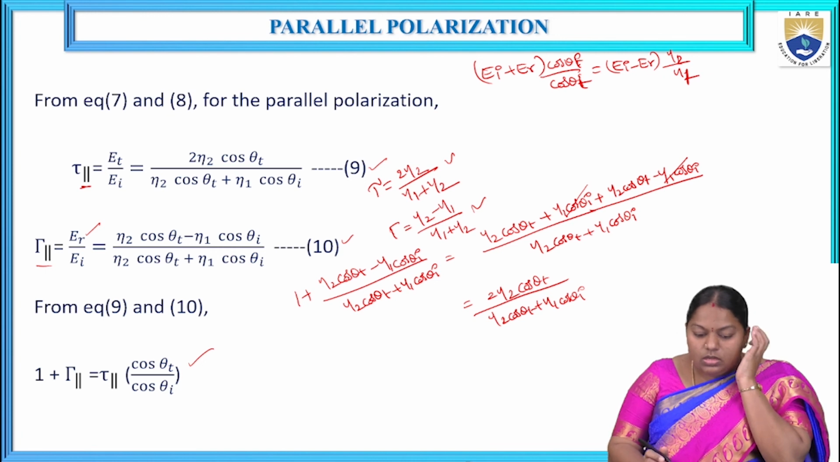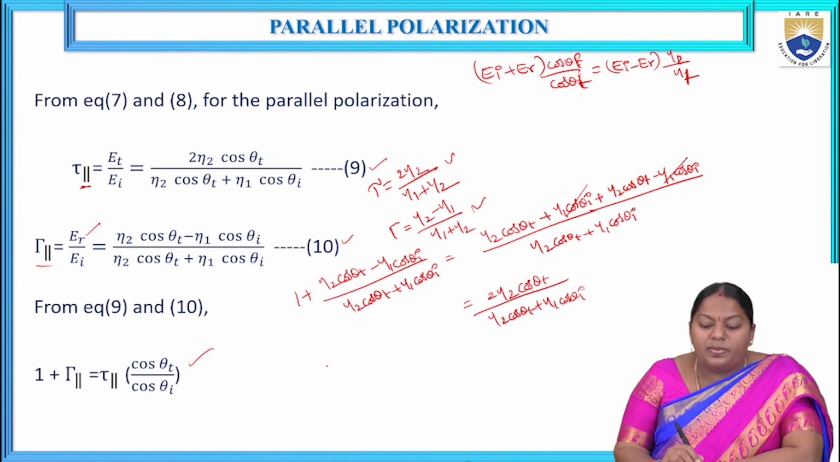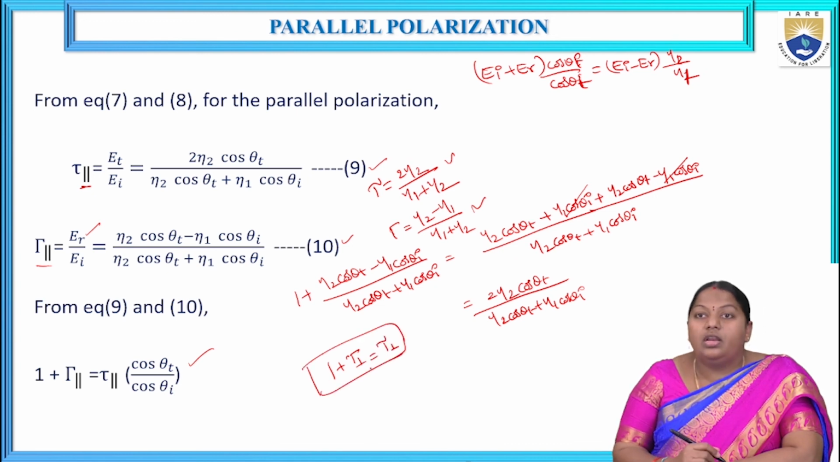So if you observe this, 1 plus gamma parallel equal to tau parallel into cos theta t by cos theta i. In the previous case, the perpendicular polarization case, also we derived the relation 1 plus gamma perpendicular equal to tau perpendicular.